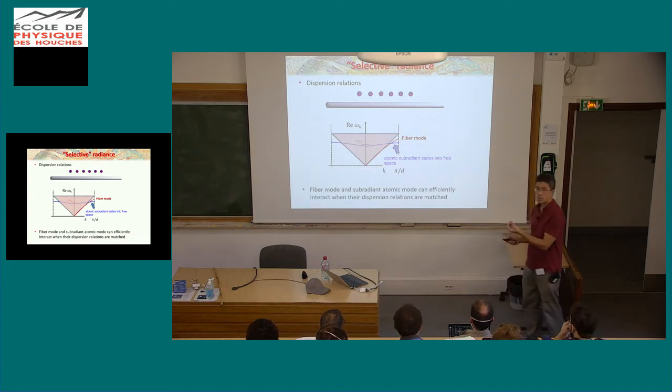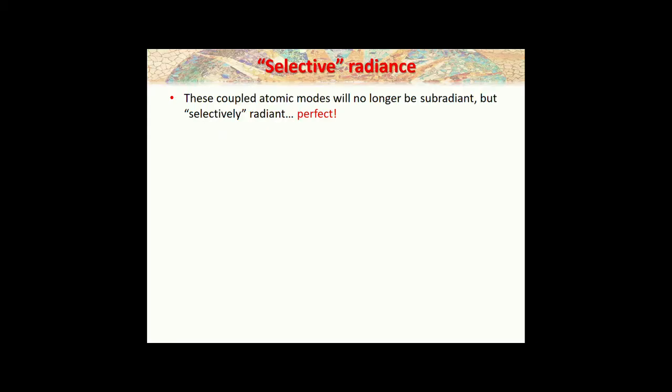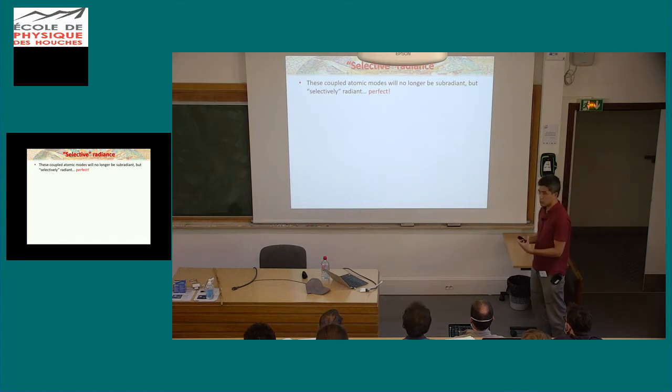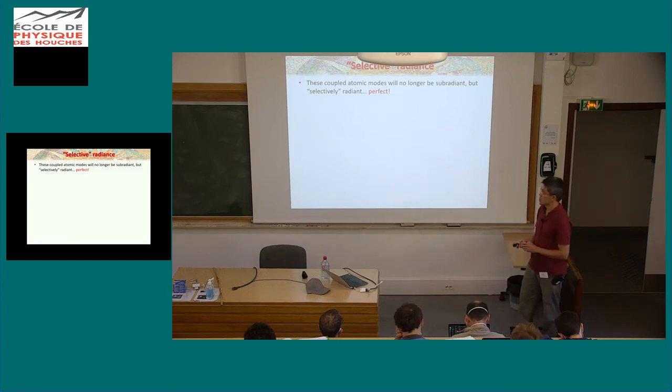Once they intersect, these fiber modes and these atomic chain modes can efficiently interact with each other. They're now impedance matched. So if they're impedance matched and they can efficiently interact, then I slightly changed the topic on you guys. So now this atomic mode, which is efficiently coupled, will no longer be subradiant, right?